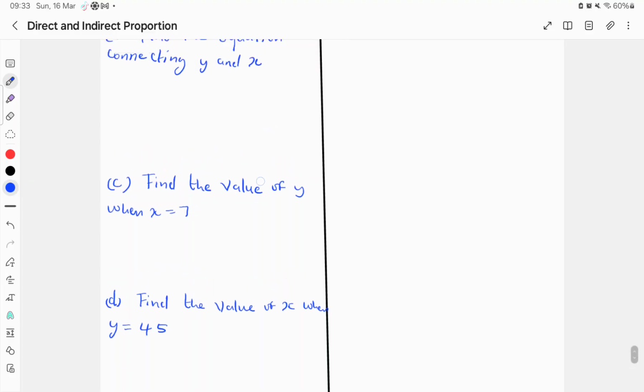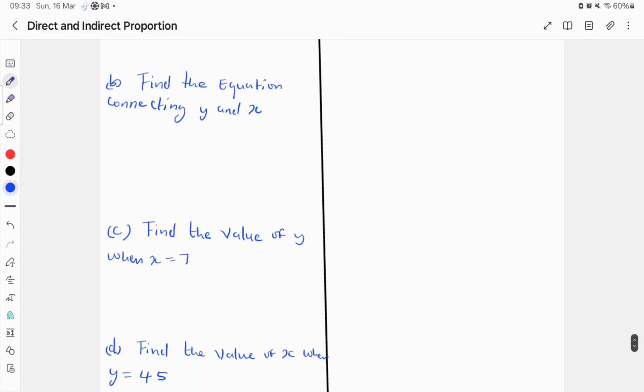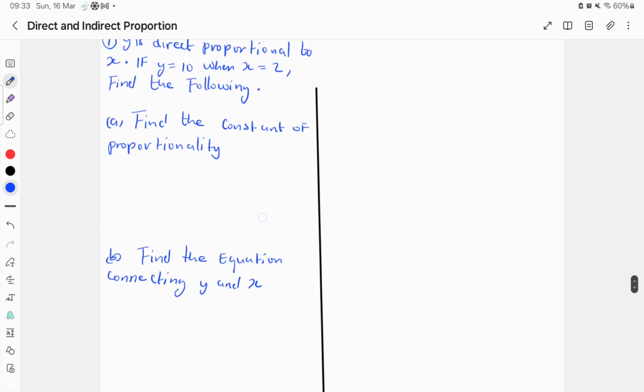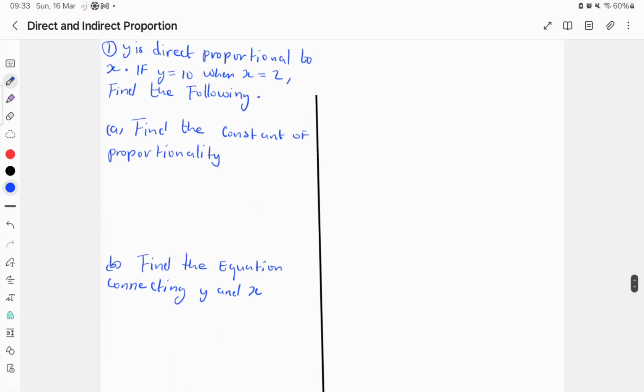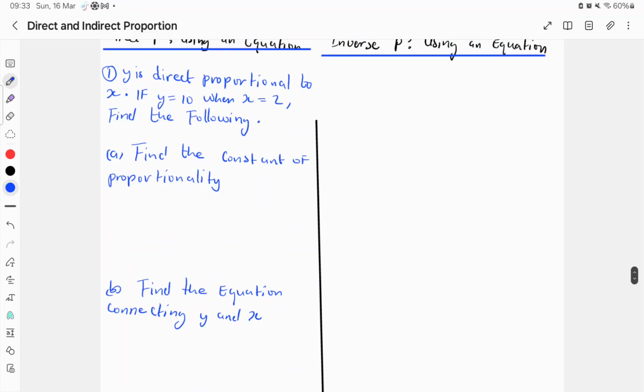Okay, so now we are going to find the first one, and I believe this word must be new to some people. It says find the constant of proportionality. The constant of proportionality, we use the letter k to represent it. K means constant. A constant is a number that is always in the equation.